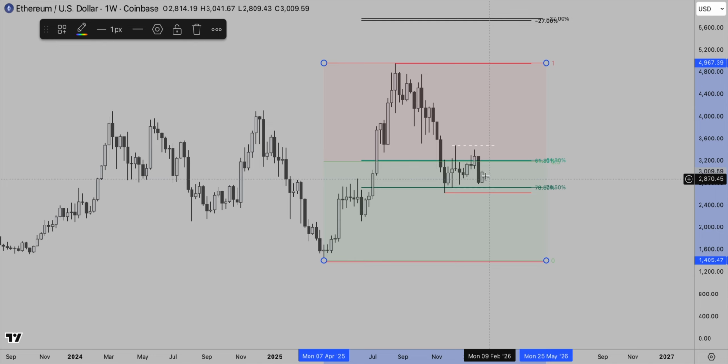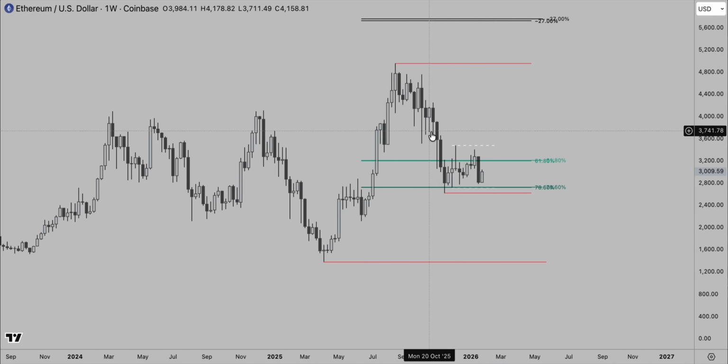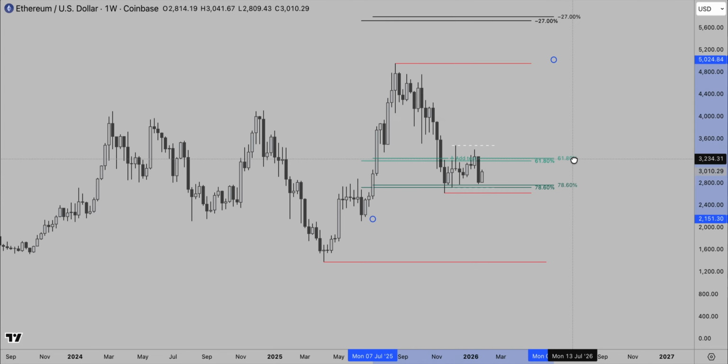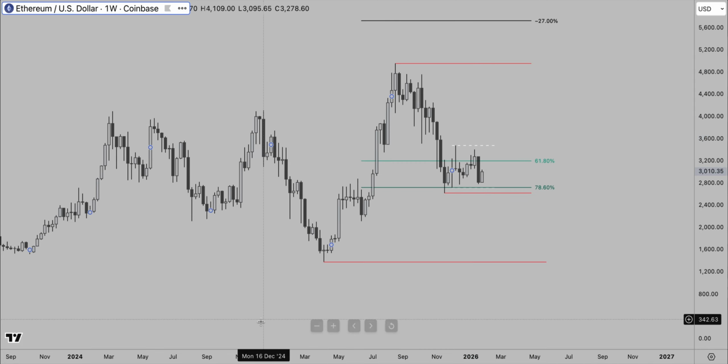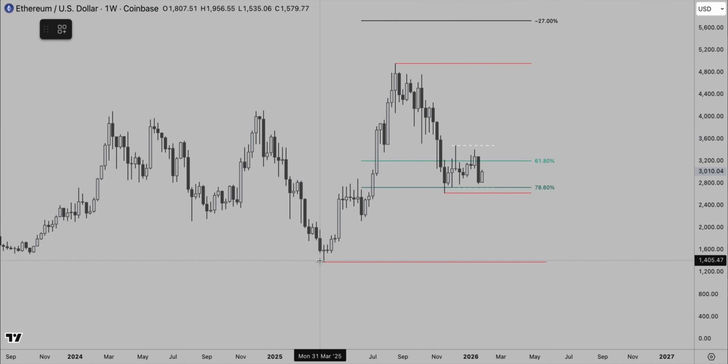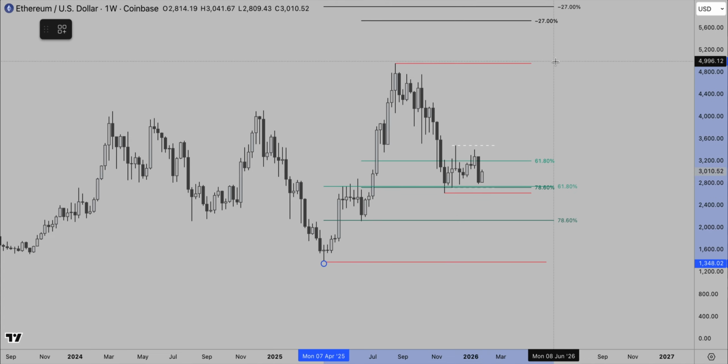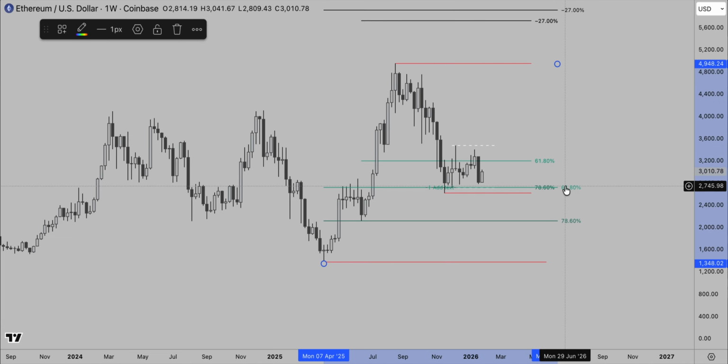Now, I said to you guys in the beginning, as we had that move down, I really wanted to see Ethereum come into the regions of number one, 2.5K, and the second target was 2.1K. We haven't yet achieved those targets just yet, because what I'm seeing is this low to this high. We had the rejection of the 61.8. We haven't yet tapped into the 78.6.